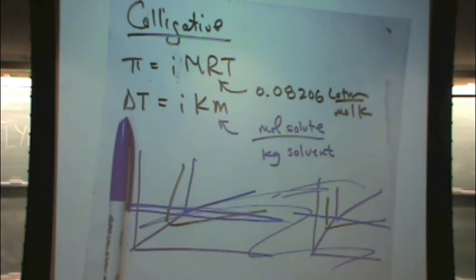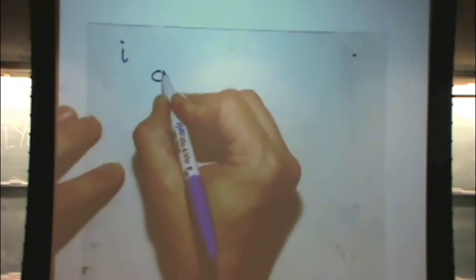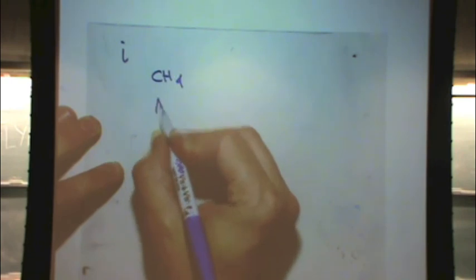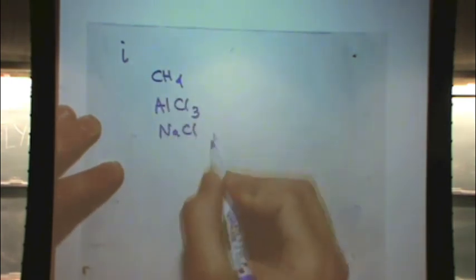Okay, so how would you do a problem? Oh, let me talk about i for a second. i is called the van 't Hoff factor. It measures the number of items in a solution. Let's take a couple examples here. You want to know electrolytes. It kind of goes back to electrolytes.